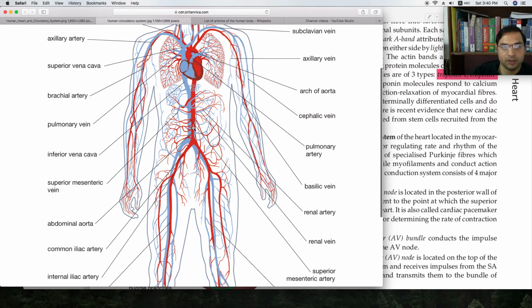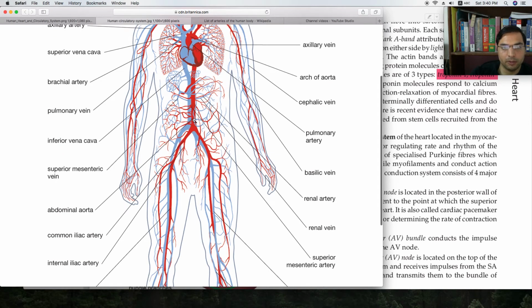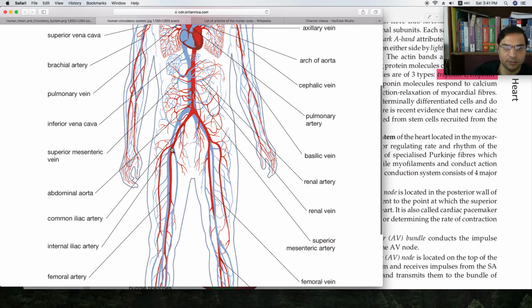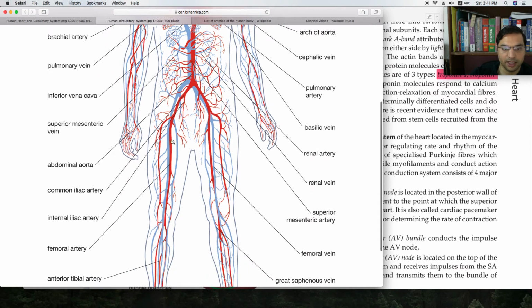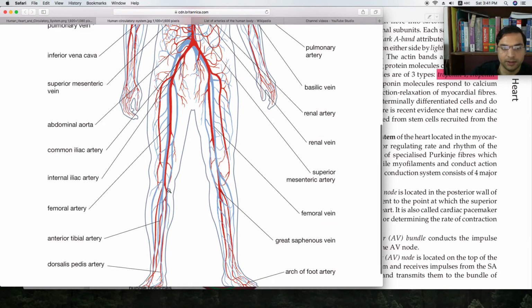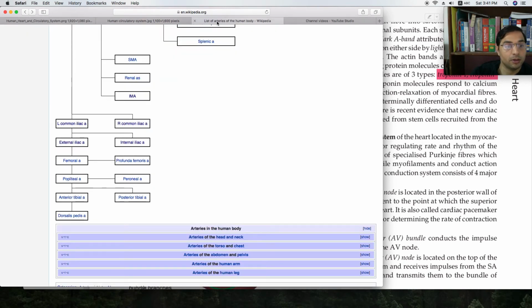Then the abdominal aorta becomes the common iliac artery, the left common iliac artery and the right common iliac artery. Then this common iliac artery becomes the external iliac artery and the internal iliac artery. The external iliac artery becomes the femoral artery. At the level of the thigh it is the femoral artery, and from the femoral artery it becomes the popliteal artery, right.